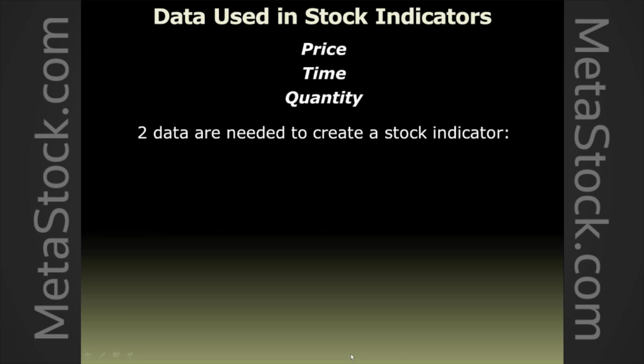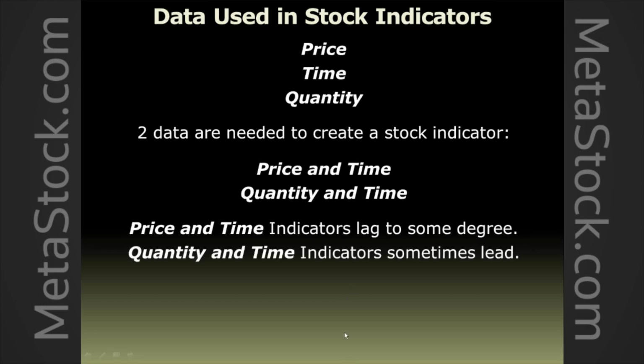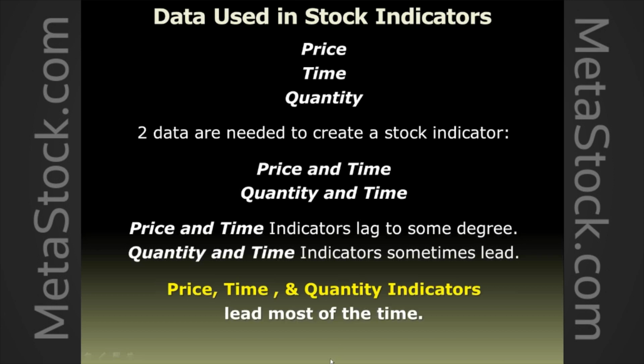Two data are needed to create a stock indicator, either price and time or quantity and time. Price and time indicators lag to some degree. More and more, they're lagging more and more often because institutional funds, institutional traders, the big powerhouses that have billions of dollars to trade dominate. And so you track them with quantity and time. Quantity and time indicators sometimes lead, but price, time, and quantity indicators, the new indicators, the more recently written indicators, lead most of the time, and that's where you need to put the emphasis.